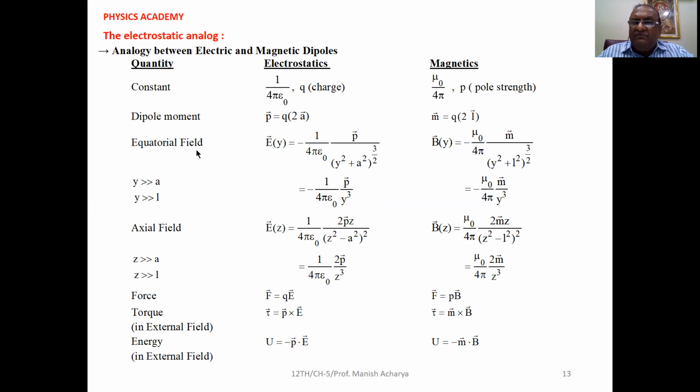Then the equatorial field for an electric dipole is E_y equal to minus 1 upon 4 pi epsilon 0 into p upon (y square plus a square) raised to 3 by 2. Then if we take y very much greater than a, it becomes 1 upon 4 pi epsilon 0 into p upon y cube.